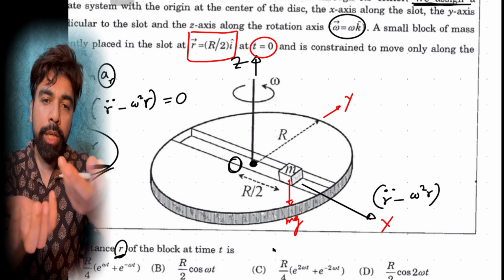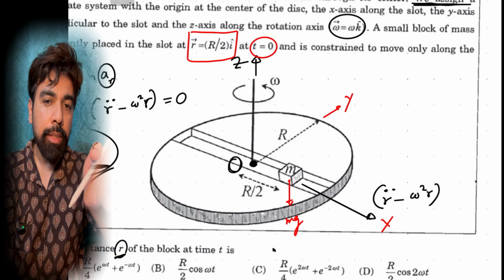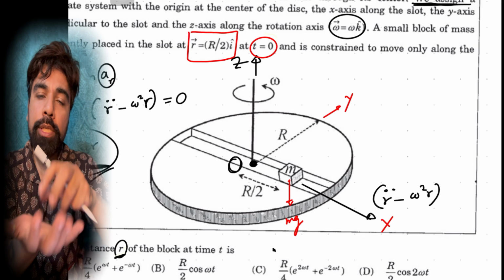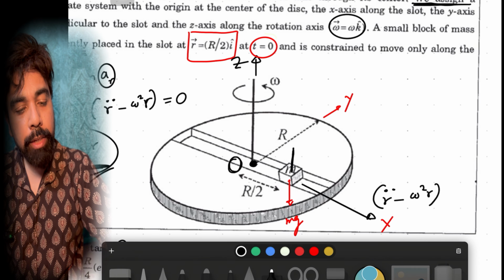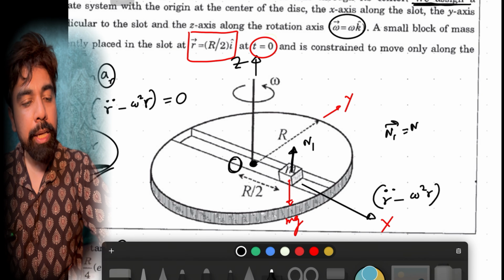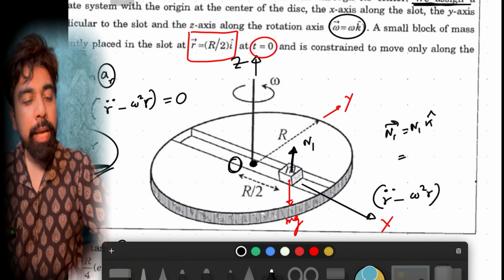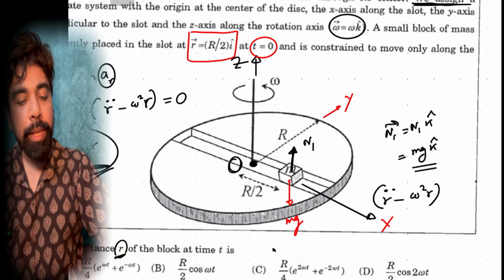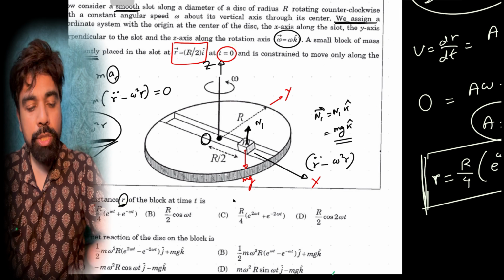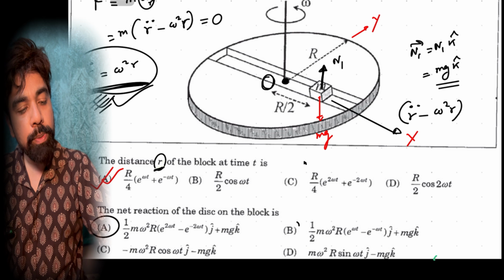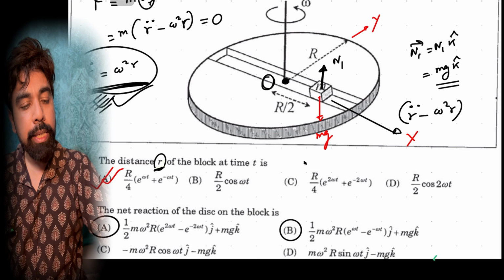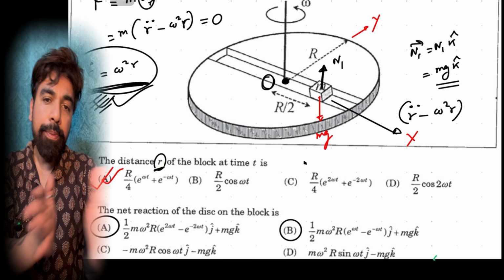So the disk's molecules interact with the surface molecules of the block, and the block's molecules interact with the surface molecules of the disk. That means there will be a normal reaction in the vertically upward direction. So the first normal reaction N1 bar is going to be how much? N1 k cap, and N1 value must be equal to mg. So mg k cap will be a part of the reaction. Just check in the options where this mg k cap is there. It is in option A as well as in option B, but not in C and D. That means the answer must be between A and B.